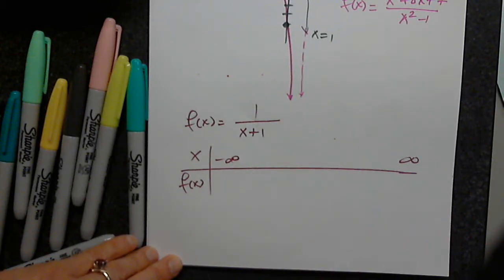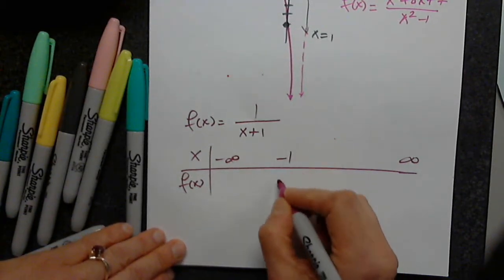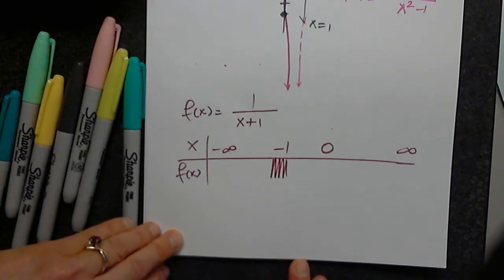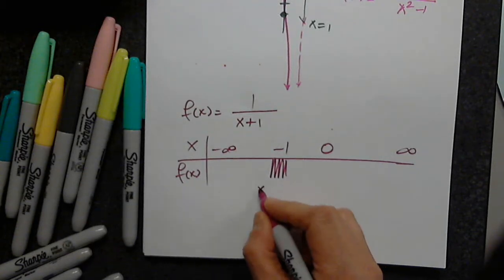What is the domain of this function? Okay, does x plus 1 go away? No. So then x equals -1 will be?